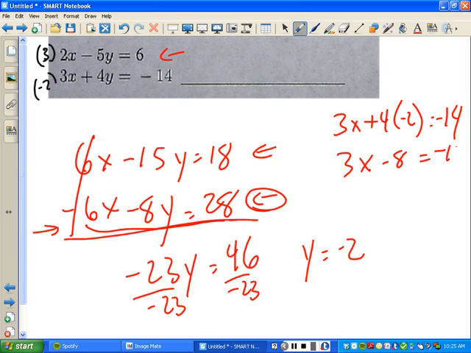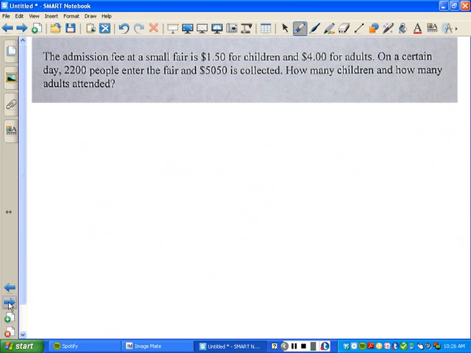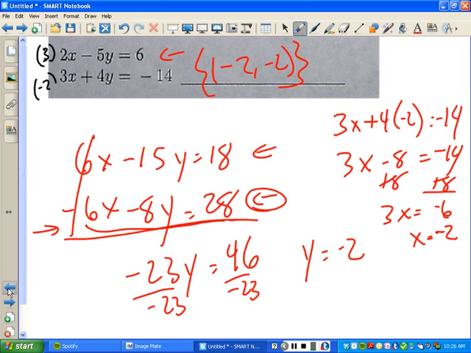3x minus 8 equals negative 14. Add 8, add 8. 3x equals negative 6. X is equal to negative 2. The answer is negative 2, negative 2. Bada bing, bada boom. So when you write down the answer, you always write it as an ordered pair, not x equals, y equals. I'd give you credit if you wrote x equals, y equals. But yes, it's an ordered pair. Any questions on that?